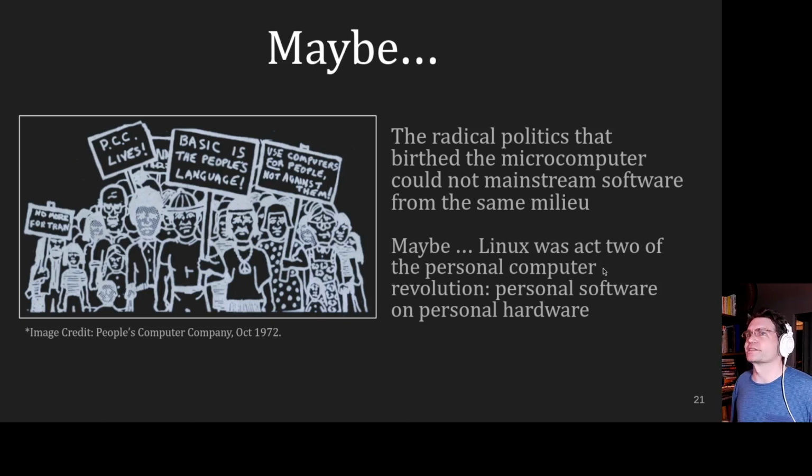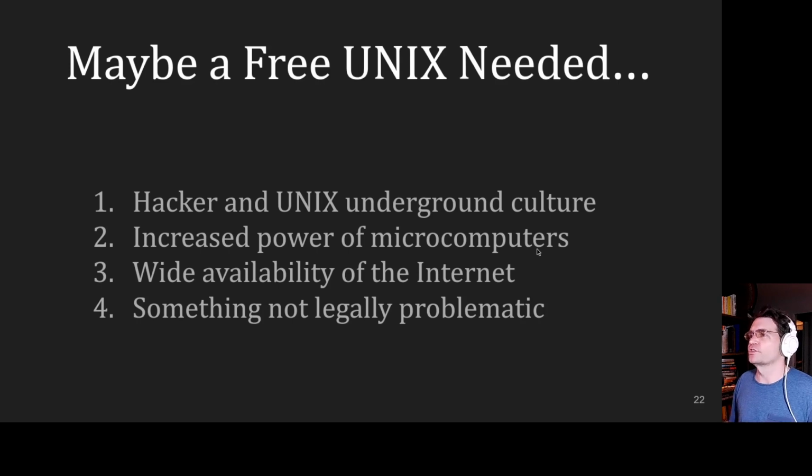Maybe the radical politics that started the microcomputer revolution could not mainstream software from the same milieu. Maybe Linux was the act two of the personal computer revolution. If the center will not hold, if things fall apart, and mere anarchy is loosed upon the world, we might as well make it productive and get a nice operating system out of it. So maybe a free Unix needed a hacker and Unix underground culture to be vibrant in order for it to be supported and built. Maybe there needs to be an increased power of microcomputers, ones with hard drives, or the processing features, in order to create a nice Unix environment. You have to have a wide availability of the internet, and maybe something that's not legally problematic, to harken back to the BSD.